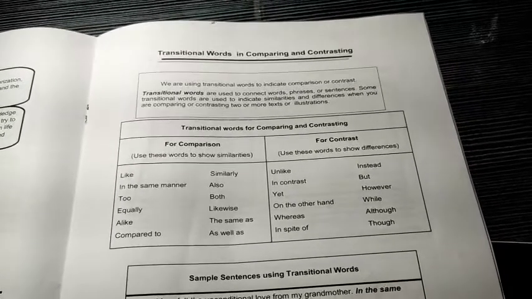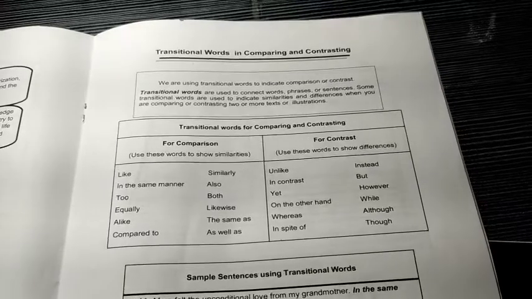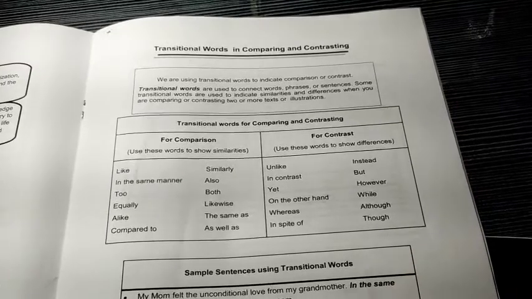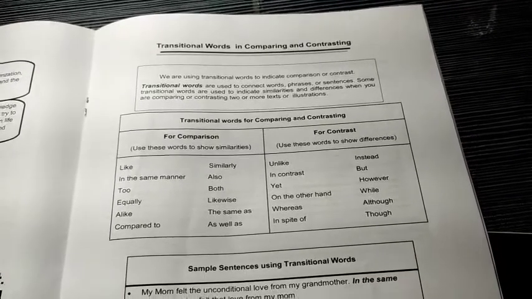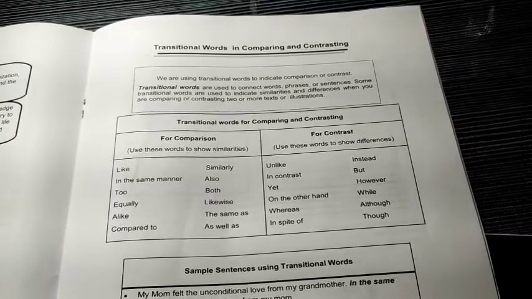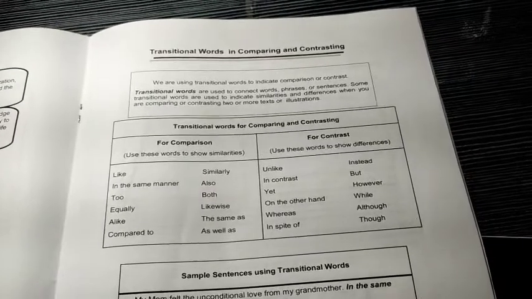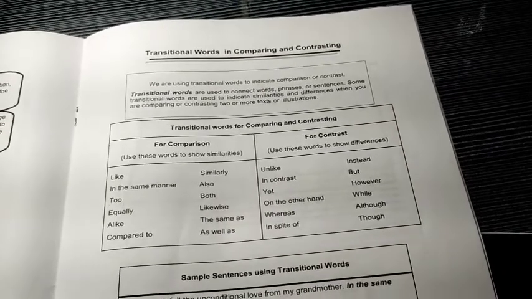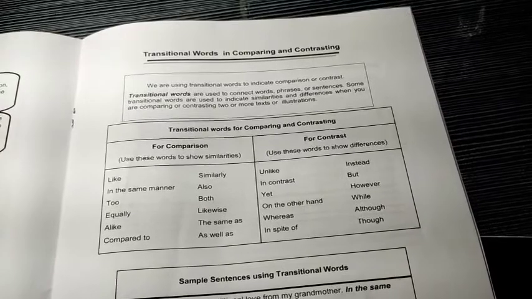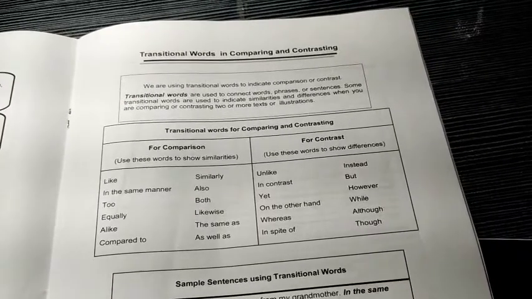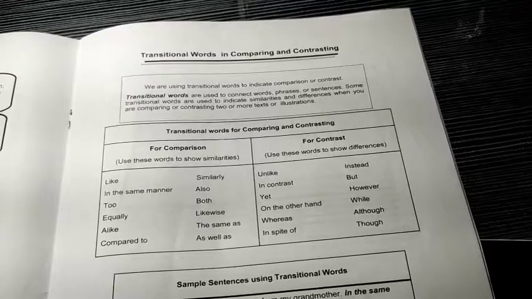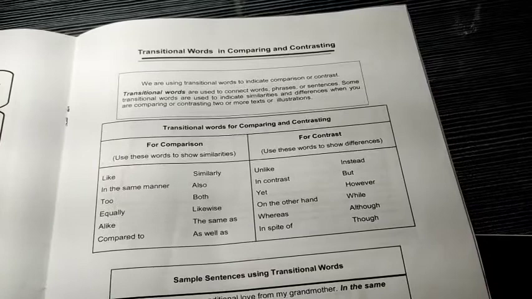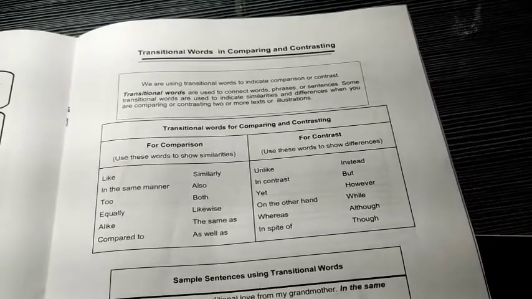And to the second column, we have for contrast. These words will show the differences, how they are different from one another. So we have the words unlike, in contrast, yet, on the other hand, whereas, in spite of, instead, but, however, while, although, though. So we have, for example, text A happened in Obando, unlike text B, where the story happened outside our country. So they are different in terms of setting.